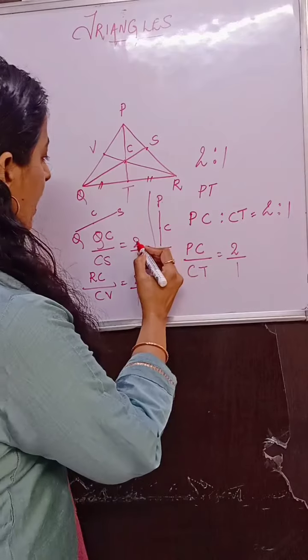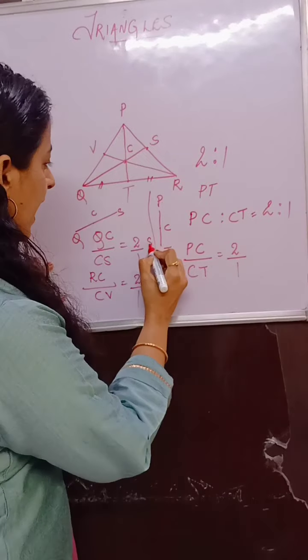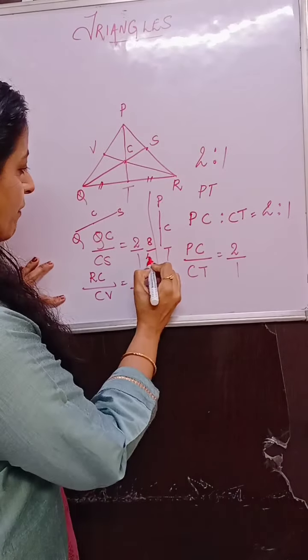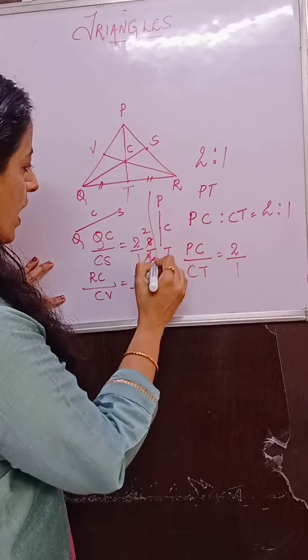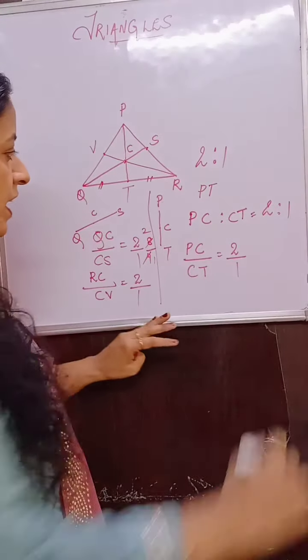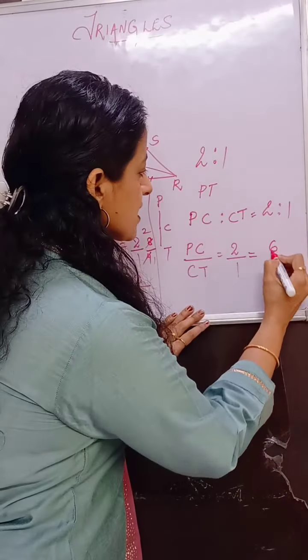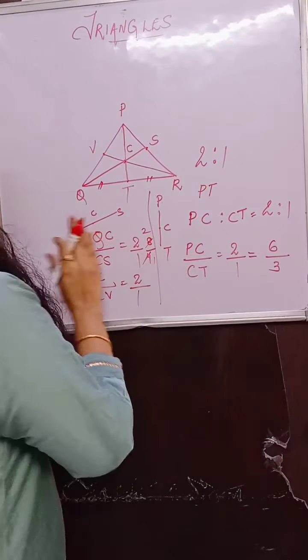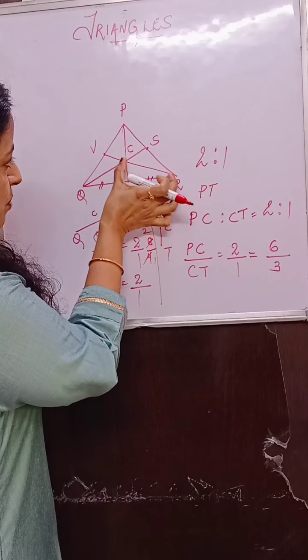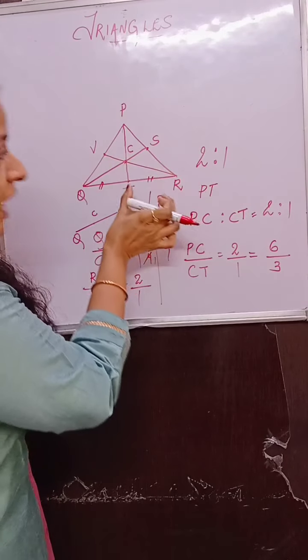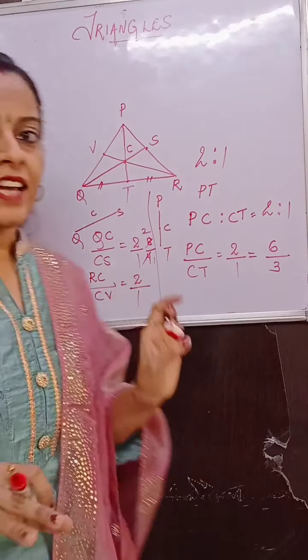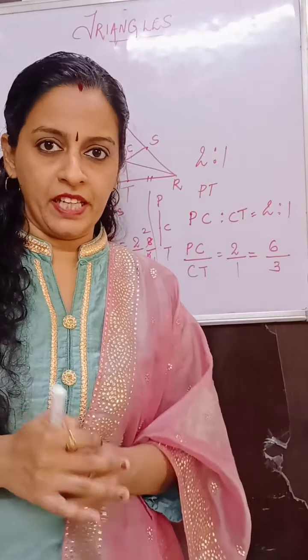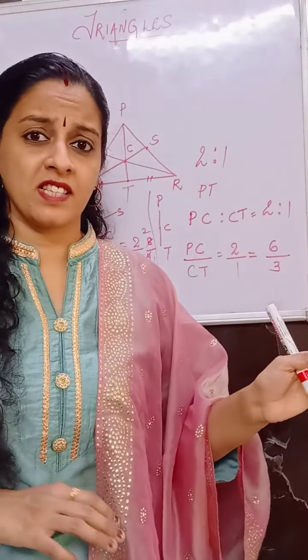That means if QC is 8, then CS will be 4. So 4 twos are 8 and 1 is 4. If PC is 6, then CT will be 3. From the vertex, this part till the centroid will be 2 times the remaining part. That is a main property of median. Okay, this all we have learnt in the previous class.